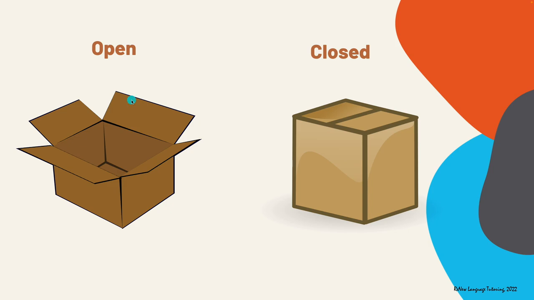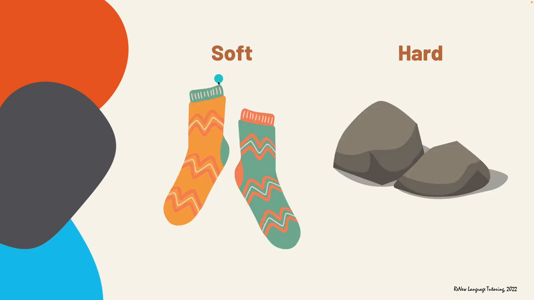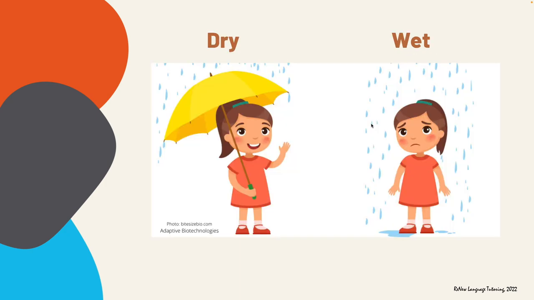Then we have open and closed. We can also use this when we talk about stores. A store can be open when you can go visit during business hours, or closed when you cannot go. Good and bad. Soft, like these socks, and hard, like this rock. Dry, you can see she has an umbrella and the rain is not getting on her. Dry. But here, wet, the water is on her, so now she is wet.